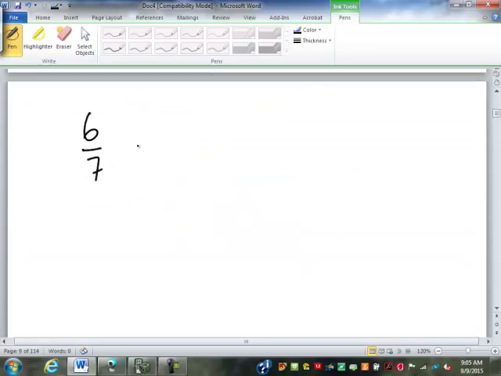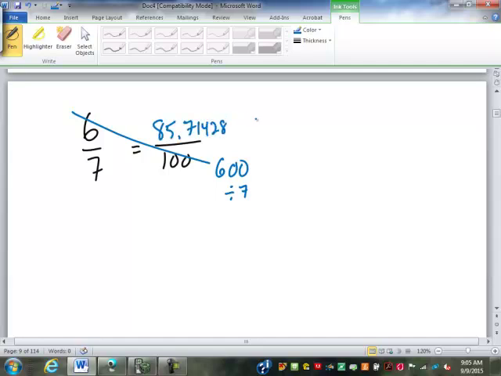So if we had 6/7, wanted to make that a percent out of 100, 6 times 100 is 600. Dividing by 7 will give us 85.714286 approximately out of 100, or rounded to the nearest hundredth of a percent, 85.71%. Any questions?